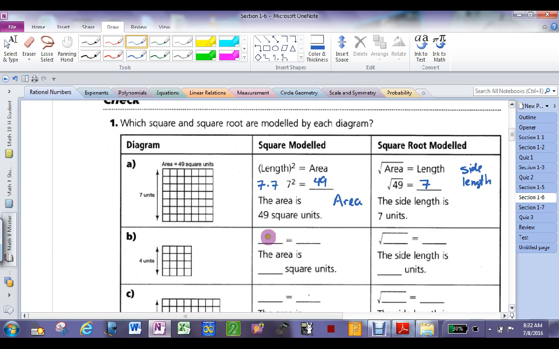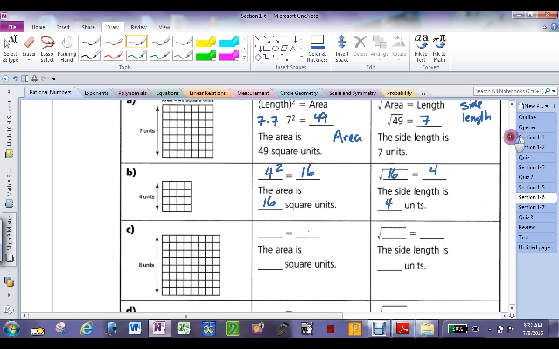4. So it's 4 squared. What's the area then? 16. Everyone got it? So 16 is the square. So you can square a number, but you square root a square. Right? This is why it gets confusing. So what goes here, the 4 or the 16? The 16. And that's 4, so the side length is 4. Everybody got it? Okay, fill in the rest of that chart.